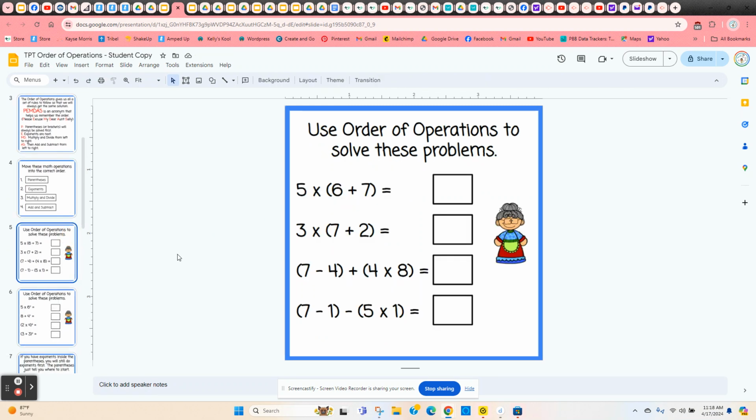Now the students are going to be given some problems that they have to solve. So they just click into each of the text boxes and they're going to type the answer. So it starts with parentheses. So students need to know that each of these problems, they have to do what's in parentheses first.